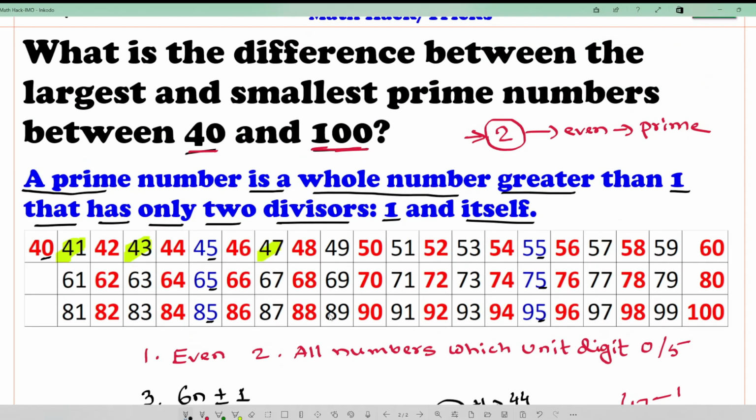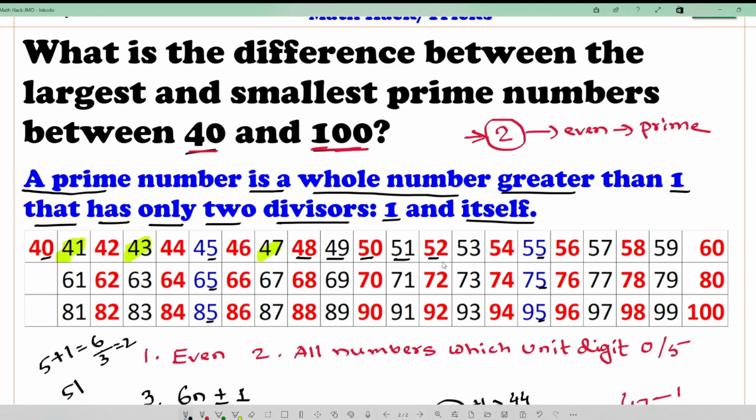Now look, 48 is not a prime number, 49 is not a prime number, because 49 we can divide by 7, right? 7, 49 and 1. 50 is not a prime number, 51 is also not a prime number. How? Look, 51 we can divide by 3. 5 plus 1 means 6. 6 can be divided by 3. Therefore 51 can also be divided by 3. This is the rule of divisibility by 3.